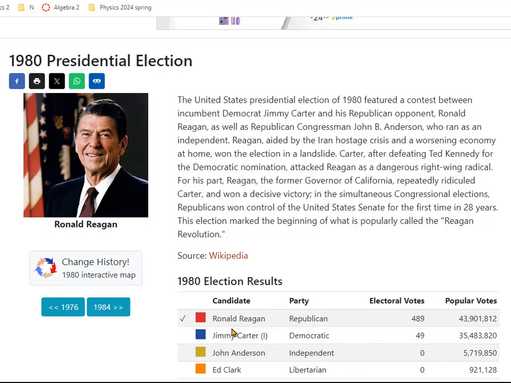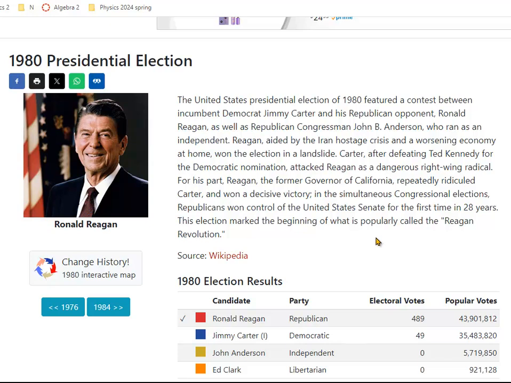Notice that Ronald Reagan won with 43 million here. 35 million went to Jimmy Carter, 5 million to John Anderson, for a total in the neighborhood of like 85 million. So if this wasn't the Electoral College, then we would see, well, Ronald Reagan would get a little bit more than half of those, Jimmy Carter a little bit less than that, and John Anderson would get, well, less than 10%, but still in the neighborhood of like 6 or 7%.